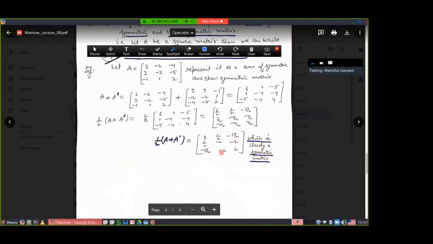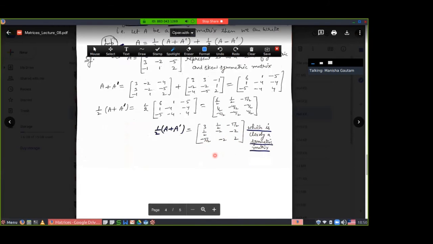You can check it. When you look in a row, 3, half, minus 5 by 2. In a column, the same elements are there. Check second row, second column, third row and third column. You are getting the same elements. It means when you take the transpose of this matrix, you will get the same matrix. It means this is a symmetric matrix.